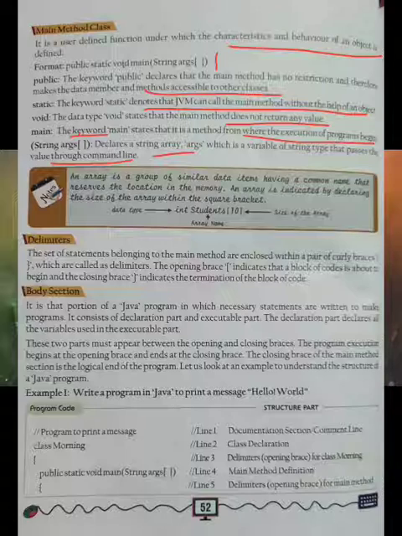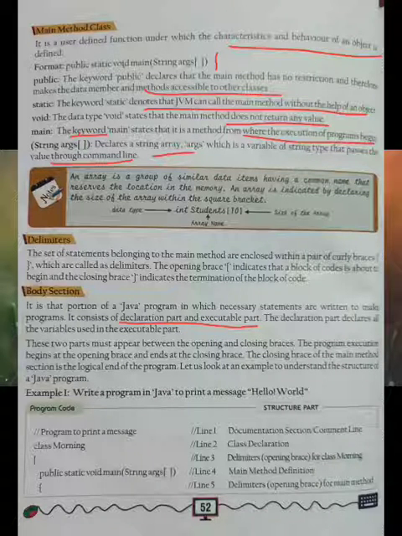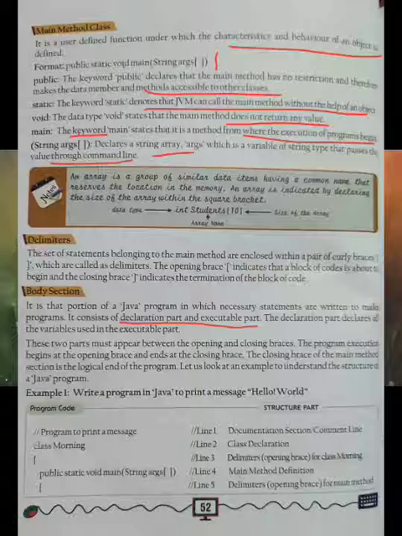It consists of a declaration part and an executable part. It means that whatever we are going to execute in the body section, we first declare. The declaration part declares all the variables used in the executable part. Whatever variables we are going to execute should be declared in the declaration part. These two parts must appear between opening and closing braces.